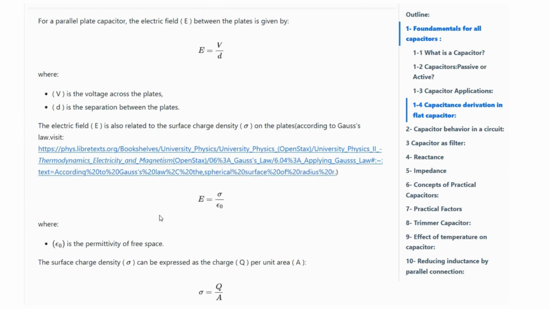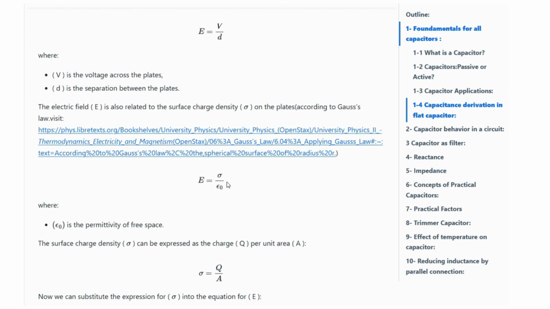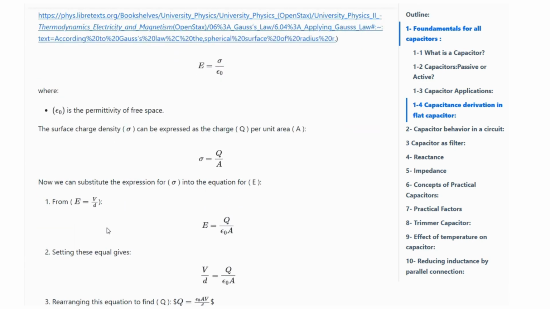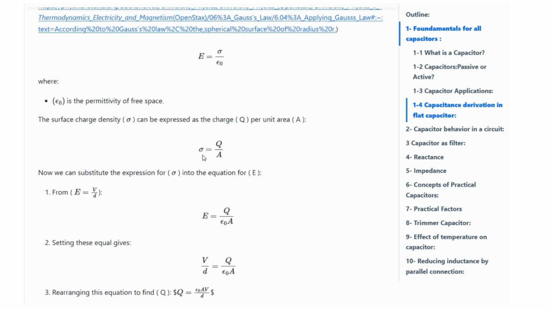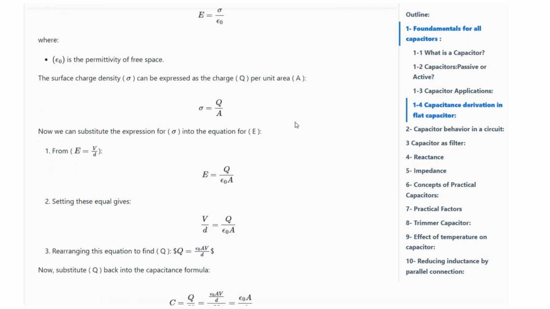By applying Gauss's law, we can obtain this formula for the electric field. The electric field is equal to sigma, which is the surface charge density, divided by epsilon, which is the permittivity of free space. And it is very clear that sigma is equal to charge divided by A, which is the area.